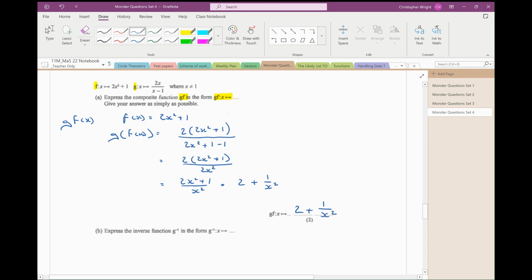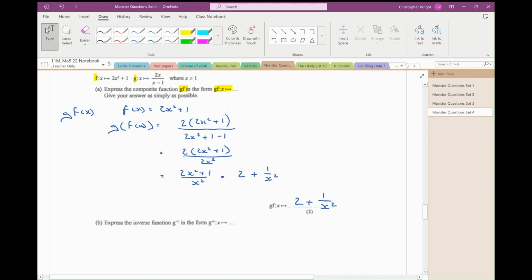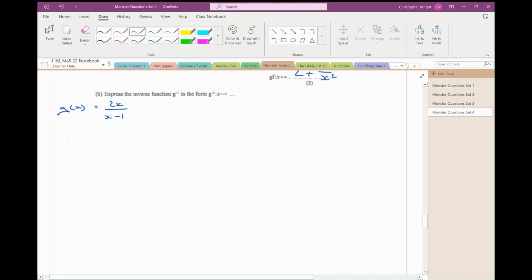Okay. Express the inverse function, g to the power minus 1, in the form g to the power minus 1 colon x to something. Right, so we've got to find the inverse function. So let's just write down here so we can see it, the function that we're starting with. Here it is. Okay, now we need to find the inverse function. So I'm going to write y equals 2x over x minus 1. I'm going to rearrange this to make x the subject. I'm going to multiply both sides by x minus 1. It's going to give me yx minus y equals 2x.